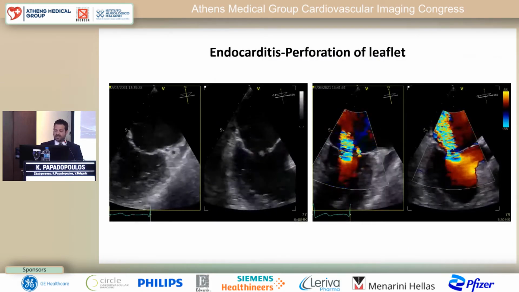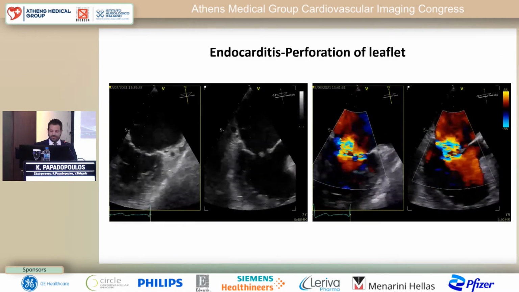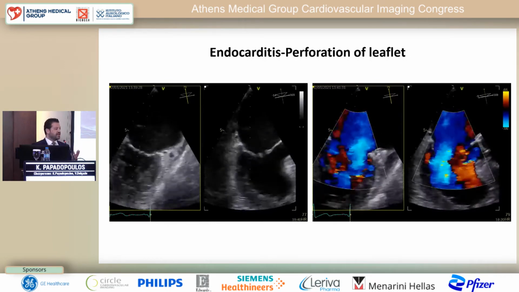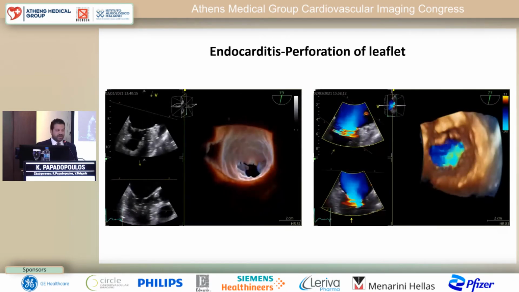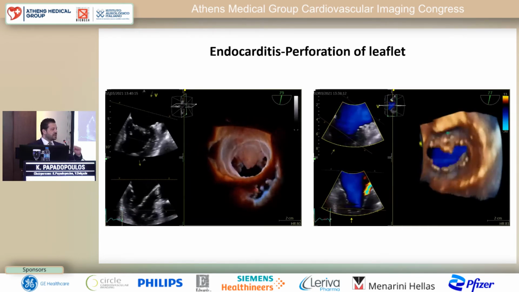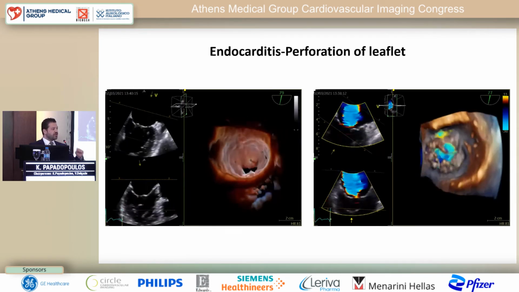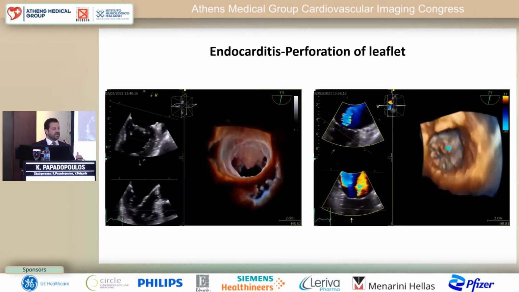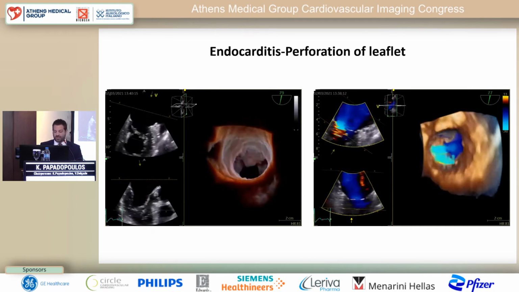In endocarditis, if we have a perforation, like in this case, you can see in the anterior leaflet we have a defect. And with color Doppler, we can appreciate two jets, one coming through the perforation and one coming from the coaptation line. But however, with 3D echo, we can see very clearly that we have a perforation in the A2 scallop of the anterior leaflet, and the color is coming only from this perforation and not from the coaptation line. So we were very accurate and very correct in our diagnosis about this patient with 3D echocardiography.